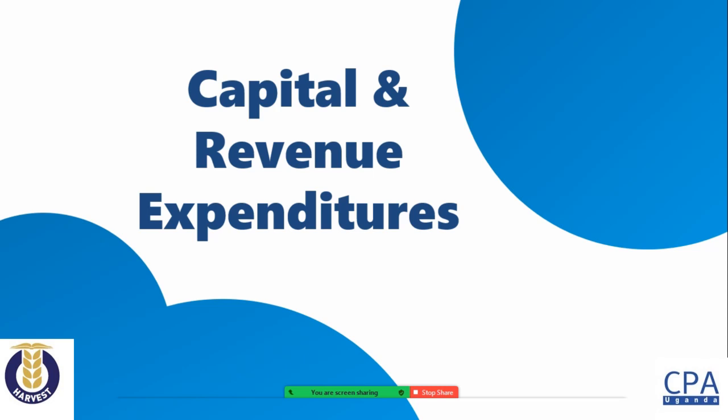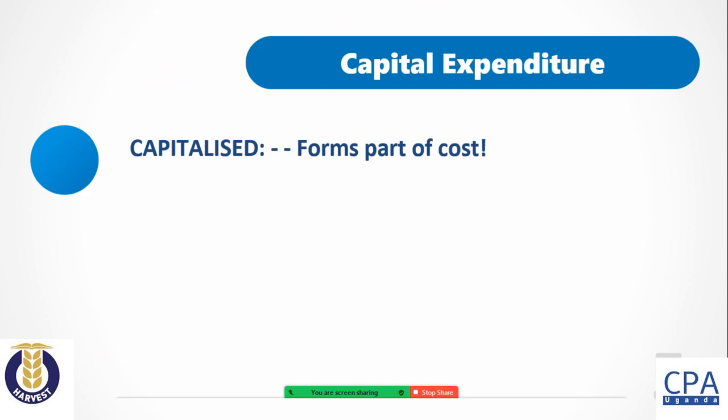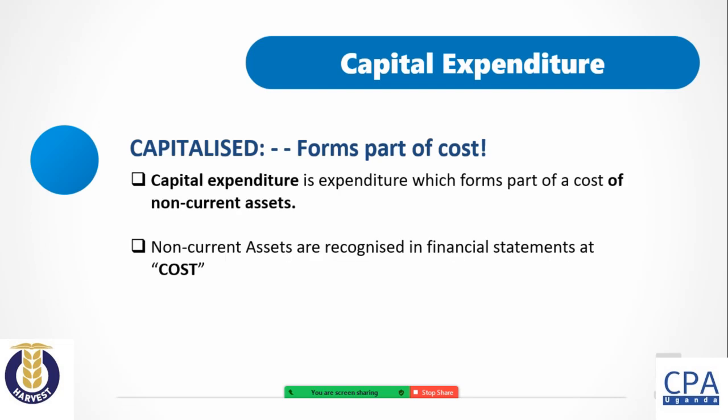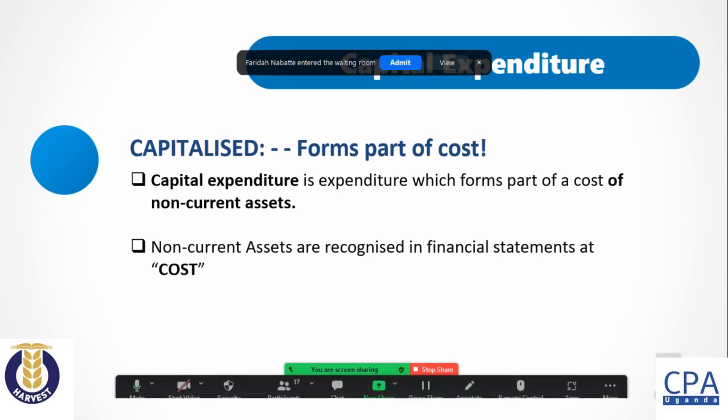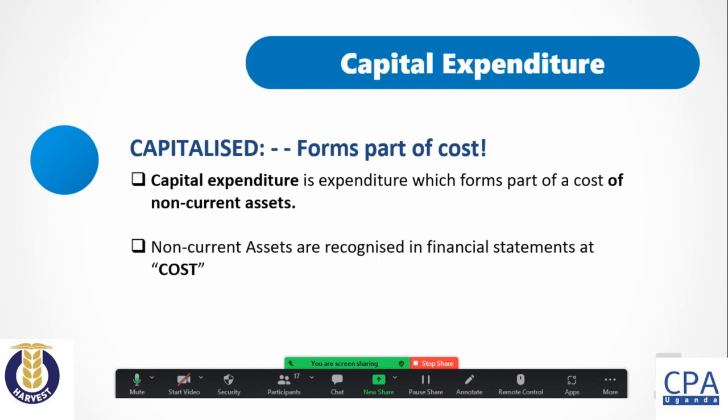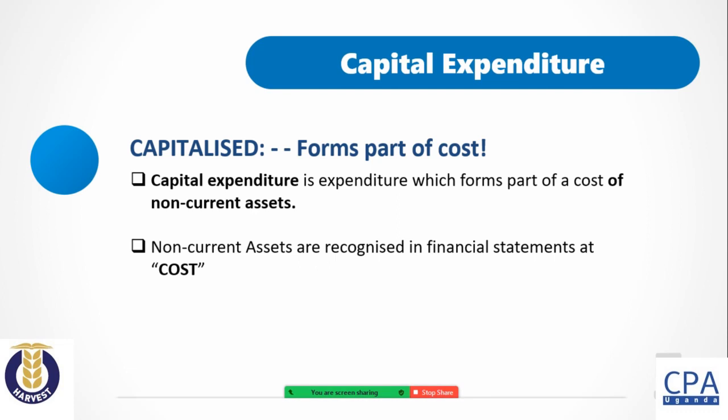So, our discussion will delve into capital and revenue expenditure. Let me start with capital expenditure. Capital expenditure, very important, forms part of the cost of the asset. The term is capitalized. So, capital expenditure is the expenditure which forms part of the cost of the non-current asset, and this expenditure is recognized in the financial statements at cost. We don't expense this expenditure. We add it to the cost of the asset.